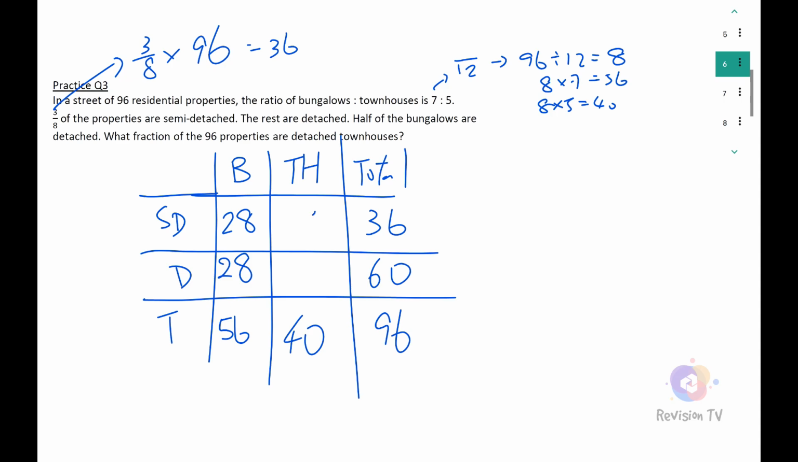28 plus 8 is 36. 28 plus 32 is 60. 8 plus 32 is 40. So everything works like a Sudoku. Right then, time to pick up the right information that we need from the question. What fraction of the 96 properties are detached townhouses? Detached townhouses is 32, so 32 out of 96 is the answer. If you do want to simplify it, both numbers go into 32, so it'll be 1 out of 3, but that's equally good enough.